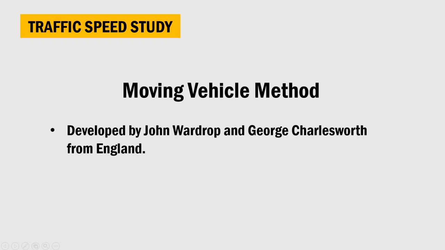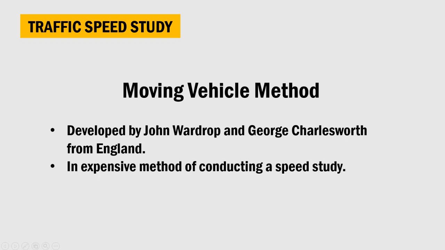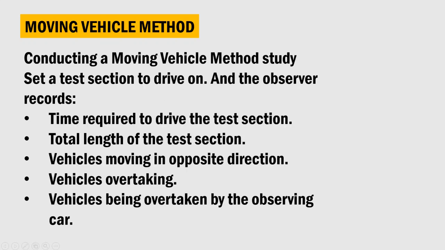Another method for traffic speed study is the moving vehicle method. It was developed by John Wardrop and George Charlesworth from England. It is an inexpensive method of conducting a speed study. In this method, we set a test section to drive on, and the observing vehicle records the time required to drive the test section, the total length of the test section, vehicles moving in the opposite direction, the vehicles overtaking, and the vehicles being overtaken by the observing car.